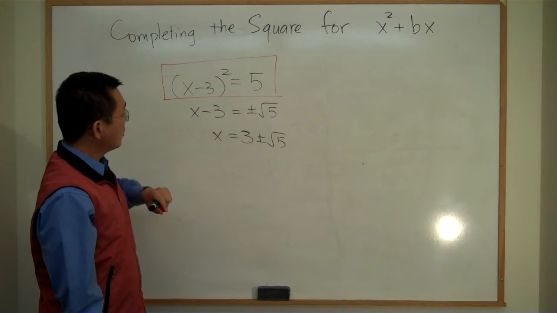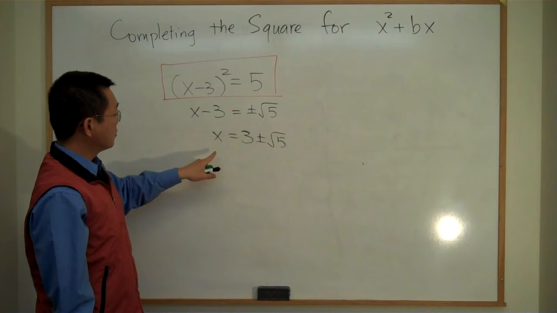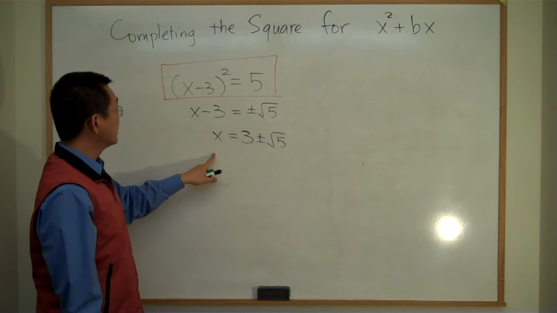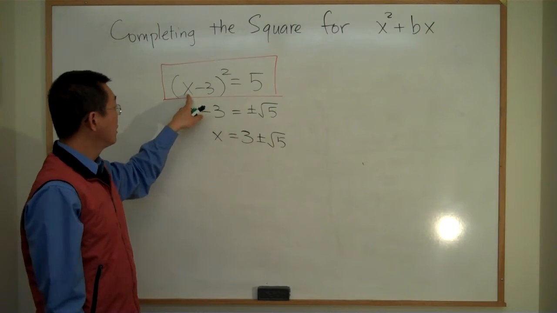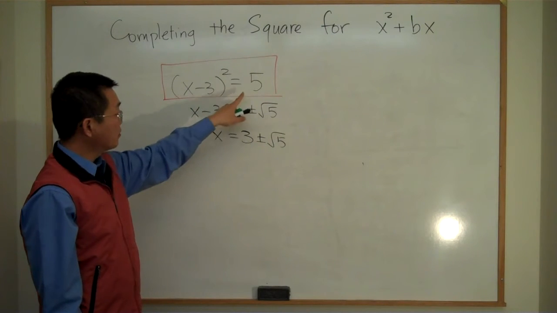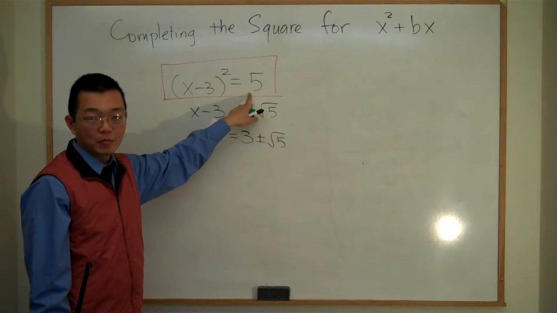But this solution is possible all because on the left hand side I have the square of a term, and on the right hand side it is a number.